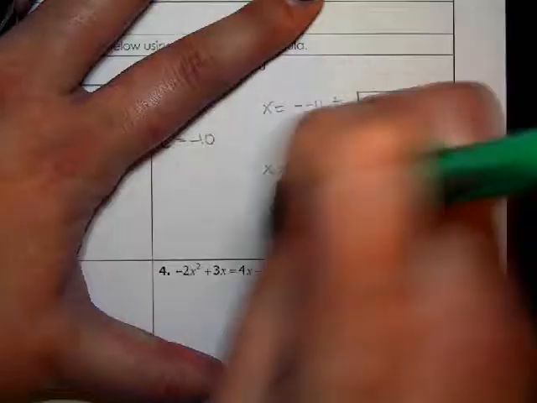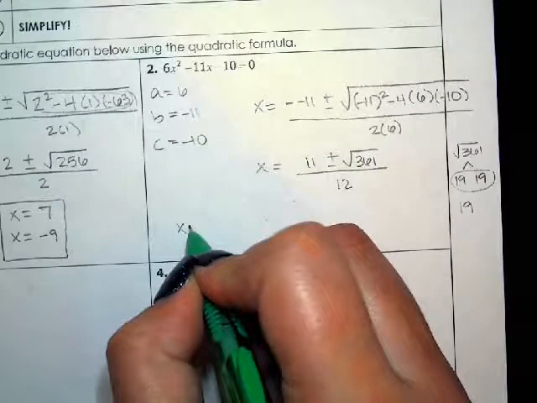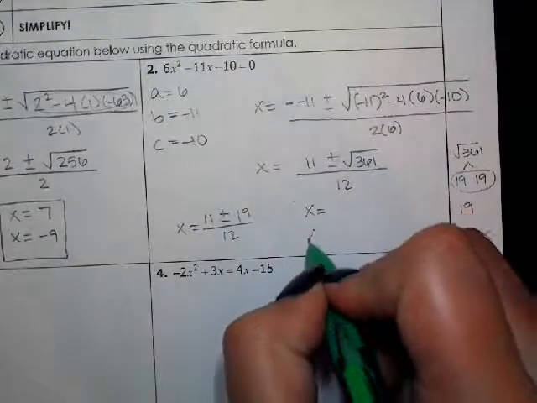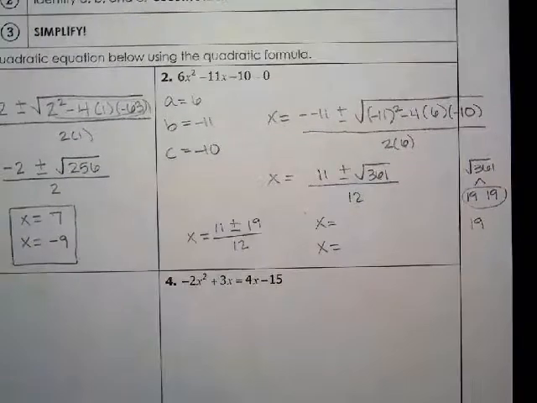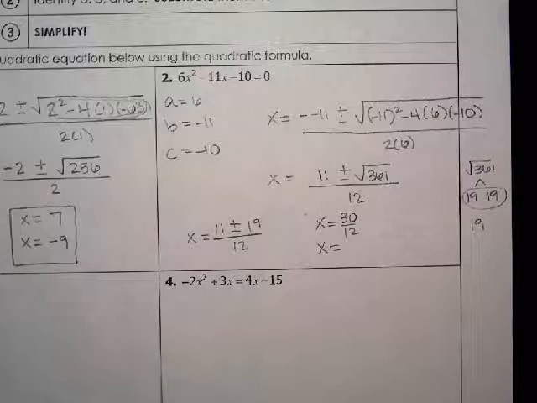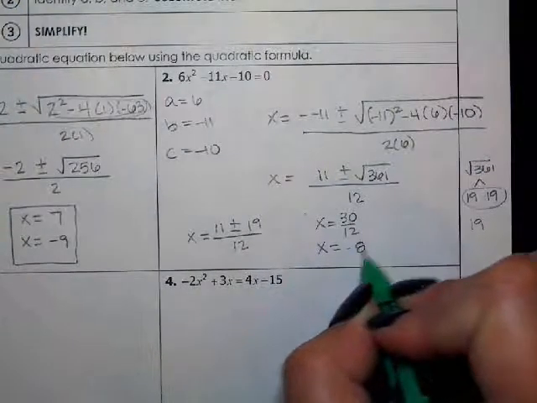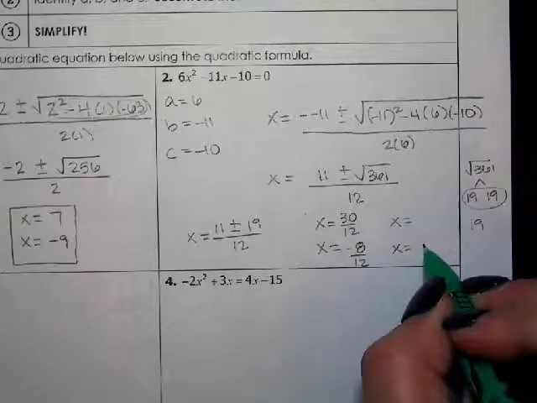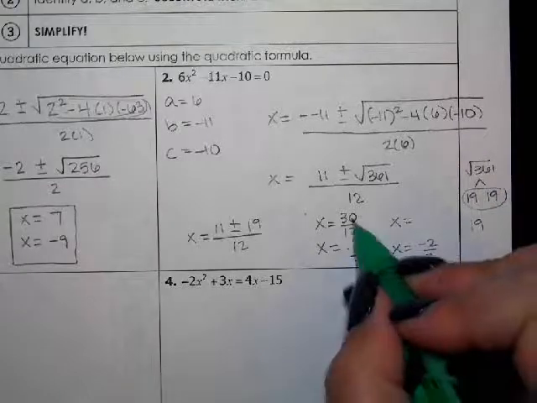11 plus or minus 19 over 12. All right, 11 plus 19, not 20, 30. 30 over 12. 11 minus 19. Negative 8 over 12. Can those be reduced? Negative 2 over 3. Okay, and then this one can be divided by what number? 6. Okay, so it'd be 5 halves.